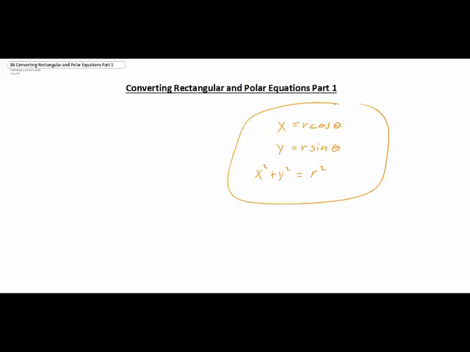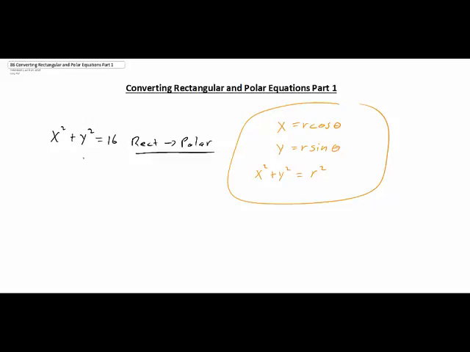The previous video we were looking at converting only coordinates, but now we want to look at how we can convert an equation from rectangular to polar. So for an example, if we had the simple equation x squared plus y squared equals 16, this is a rectangular equation and we want to convert this to a polar equation.